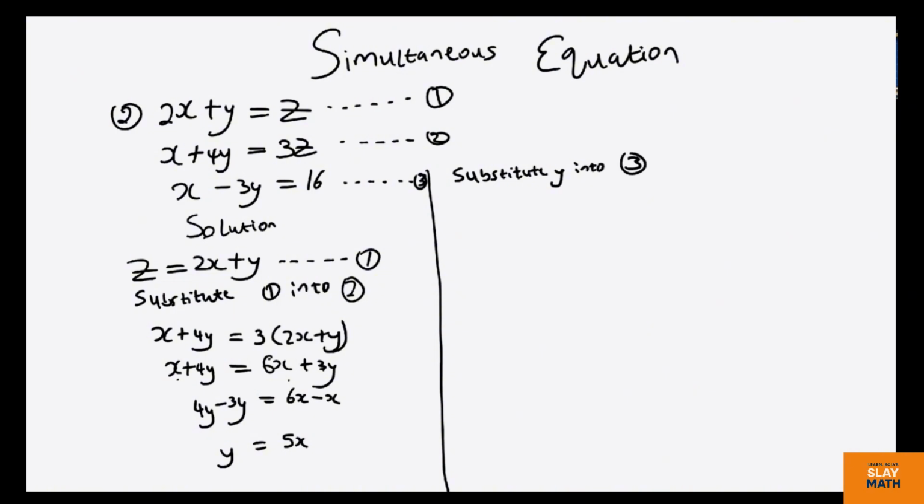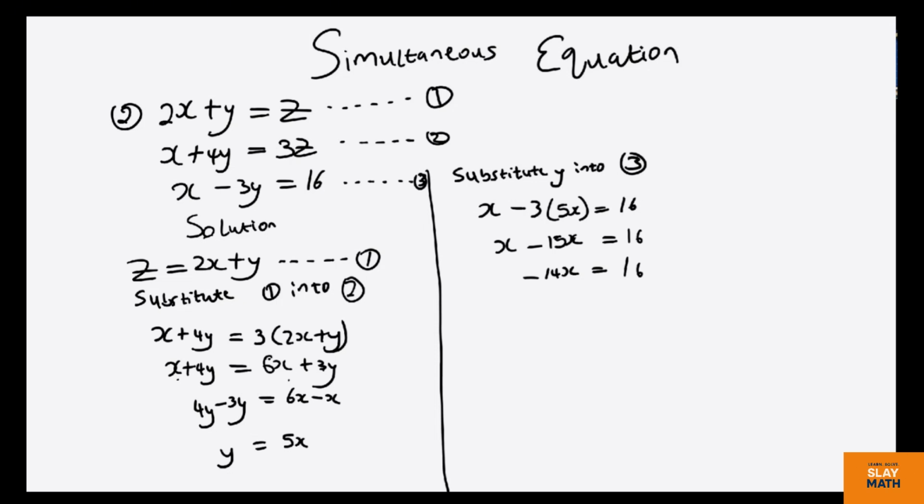It's easiest to substitute y into 3 because there's no z, so we're reducing the number of unknowns that we have, right? So wherever you see y in equation 3, replace it with the value of y. So we have x minus 3 times 5x is equal to 16. So we have x minus 15x is equal to 16. x minus 15x is minus 14x equals 16.